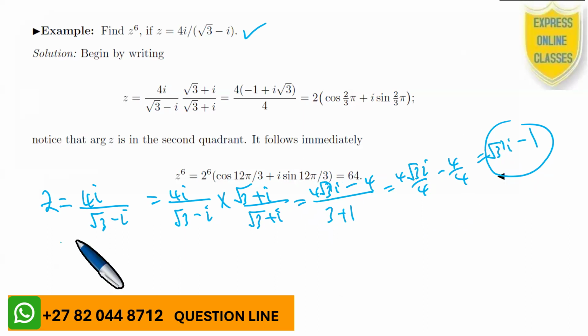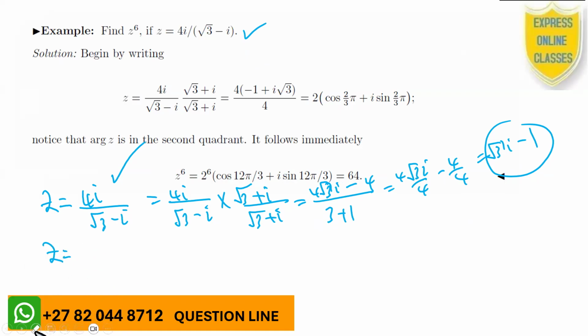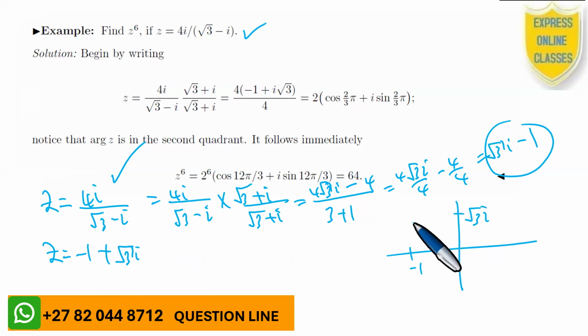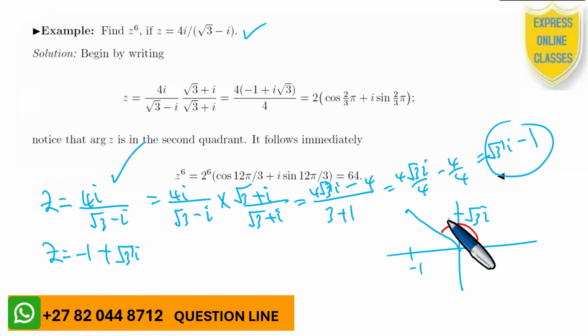And this is the complex number. So given this complex number, this one is the same as root 3 i minus 1. But you can write it as minus 1 plus root 3 i, which is x is minus 1, y is root 3. So it's the number that sits here. So that in the end, you have this argument.